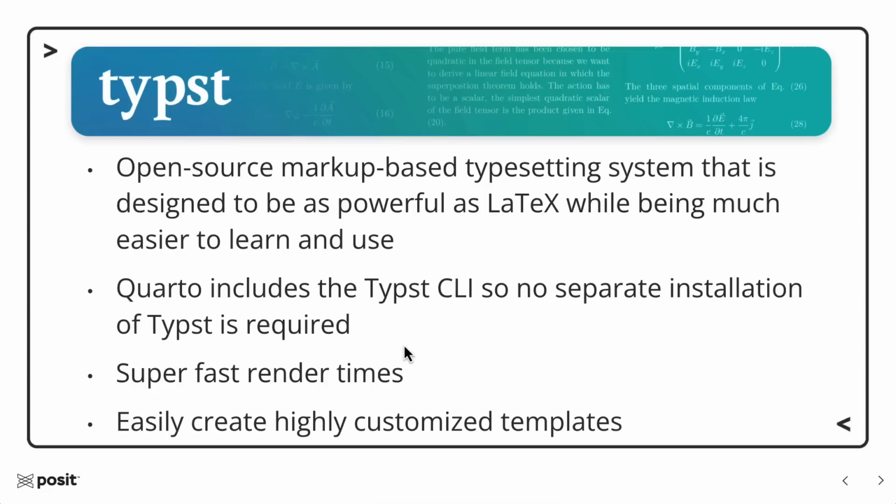Now, Quarto, one of our other open source tools for creating scientific documents, includes the Typst command line interface, so there's actually no separate installation of Typst required. When you install Quarto, Typst is already baked into it. This is different from how LaTeX works. Typically, when you want to generate a PDF using R Markdown and LaTeX, you do need to install LaTeX or some version of it outside of R. Typst also has super fast render times, and you can easily create highly customized templates.